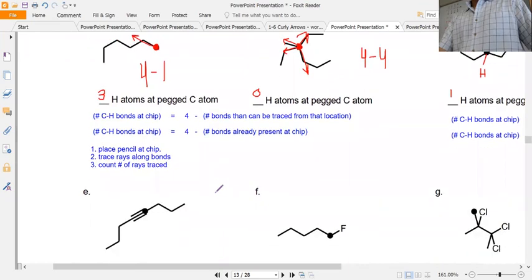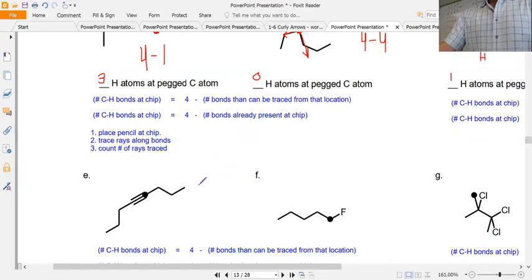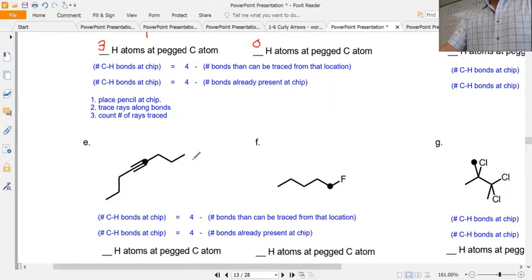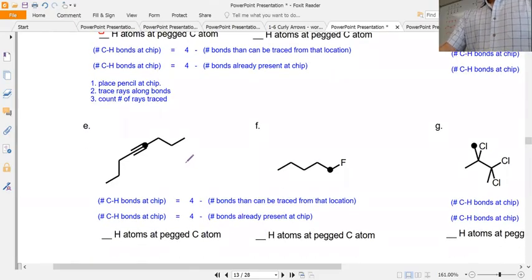Would you like to try some, Molly? Let's do E, F, G, and H. No pressure. You've never seen this before, right? So this is not like this is review from general chemistry. So how could it be? Okay. We're doing pencil down at the chip. So far, so good. Okay, thanks for following along.